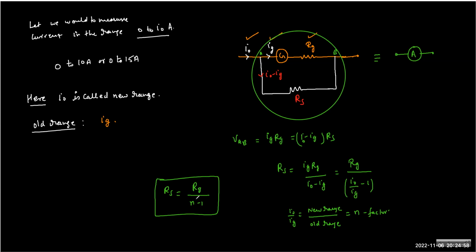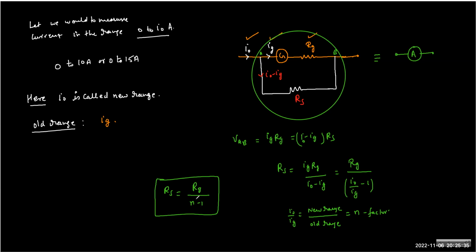Is this clear? Yes. So if you want to achieve 1,000 times improvement, let's say if you want to go from milliampere to 1 ampere, 1 milliampere is a very small quantity, and 1 ampere is much bigger than 1 milliampere. How many times? 1000 times. So the shunt should be Rg upon 999.